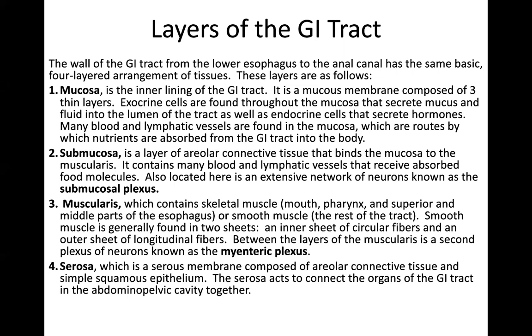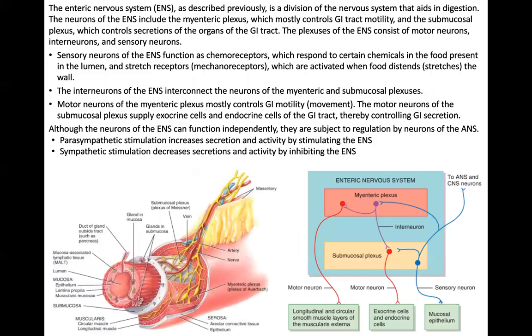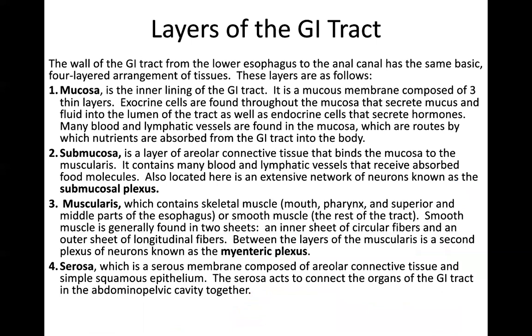Okay. Mucosa is a mucous membrane composed of 3 thin layers. Throughout these 3 thin layers, you'll find plenty of glands, exocrine glands and endocrine glands. The exocrine glands are going to secrete their substances into the lumen of the tract, and those are going to help with digestion. The endocrine glands are going to secrete their products, which would be hormones, into the bloodstream. And those hormones we'll talk about. We haven't talked about those before, but those are some new hormones that we'll learn about. They're going to help regulate various aspects of digestion.